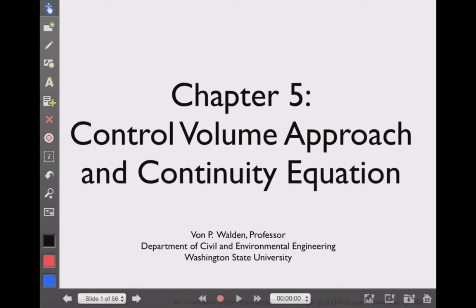So we're back with Chapter 5. We're going to continue our discussion of the control volume approach, and this time we're going to apply the Reynolds transport theorem, which comes from the control volume approach, to the continuity equation. The continuity equation is used basically for mass.